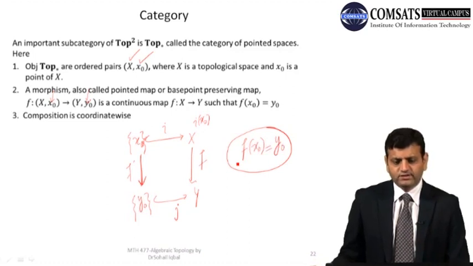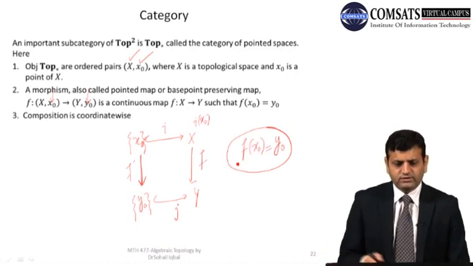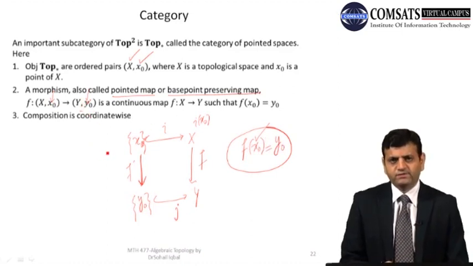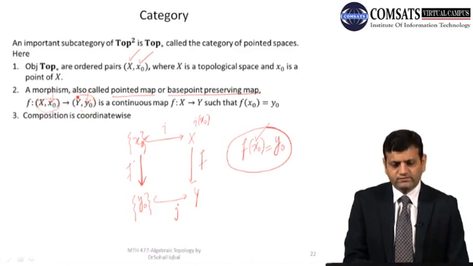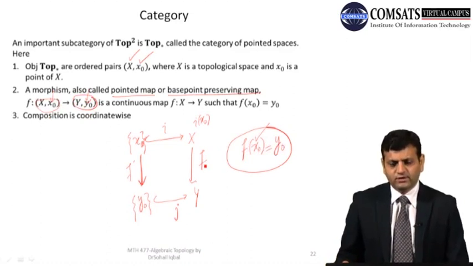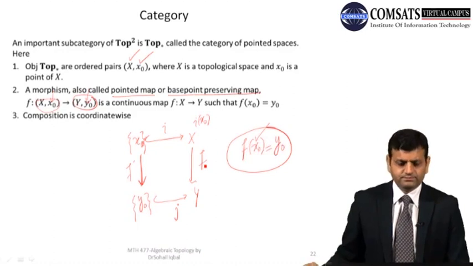So this is an important subcategory of the category of pairs. This morphism is also called a pointed map or base point preserving map. So we can say that x naught is the base point of X and y naught is the base point of Y. Base point just means a point which is fixed. Of course, we have fixed x naught inside X, and similarly y naught is fixed in Y. So we are calling them base points. Of course there are some reasons for calling them base points, which will come in the later discussion.